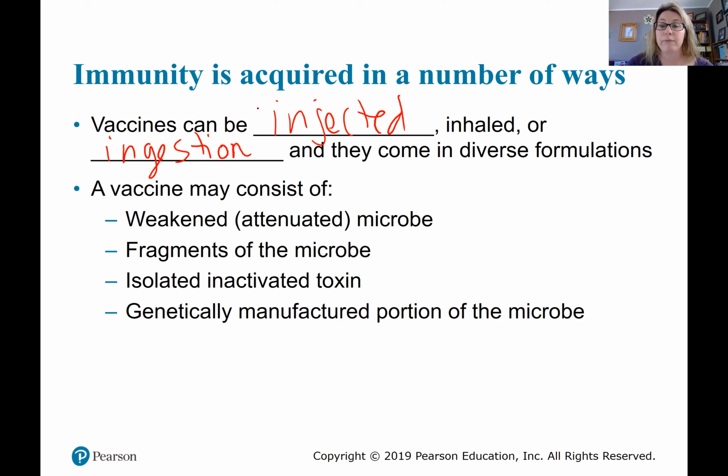Hopefully, the first time you're exposed is to that antigen through a vaccine, which is harmless or much less harmful than the actual pathogen. Then, if you ever do encounter that pathogen out in the natural environment, your body has the memory built up and the immune system can attack and destroy that pathogen before disease signs and symptoms develop.